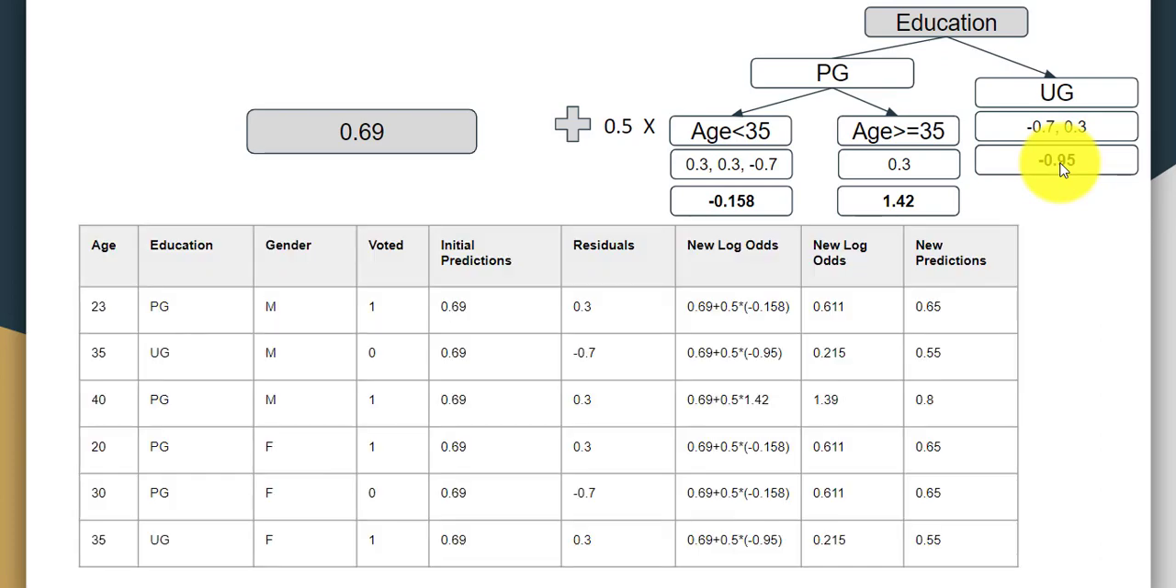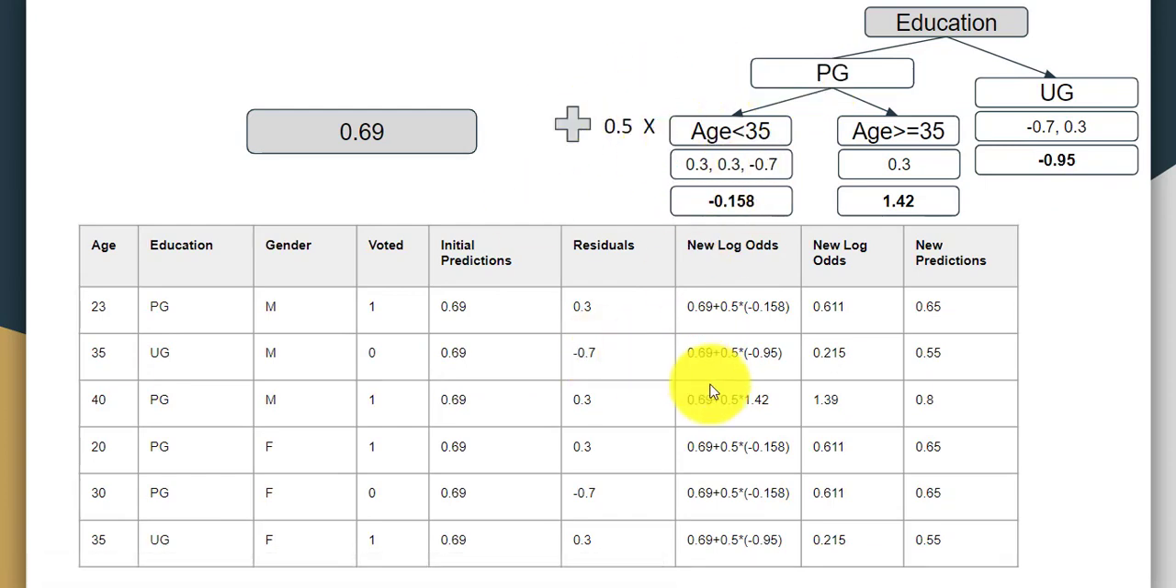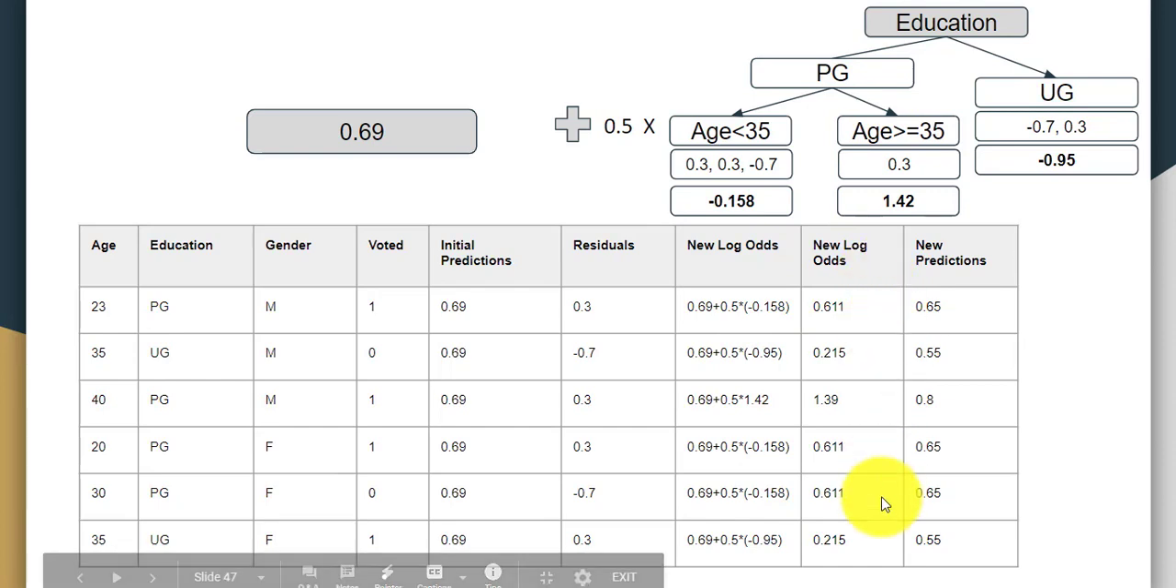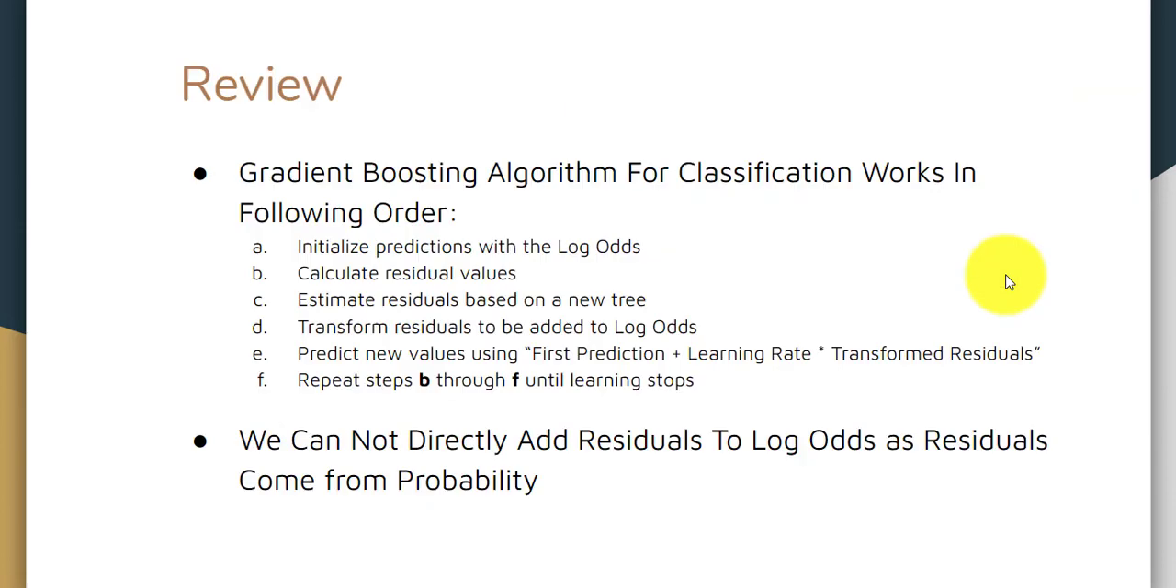So now I can directly add these to my log odds. Previously my log odds were 0.69, plus I have taken 0.5 as the learning rate over here just to show, right? And I will add the output of this tree. So these are the new log odds I have gotten. Basically we are predicting log odds and then converting them into probabilities. Using log odds, I can calculate these probabilities by using the same formula, e raised to the power log odds divided by 1 plus e raised to the power log odds, right?